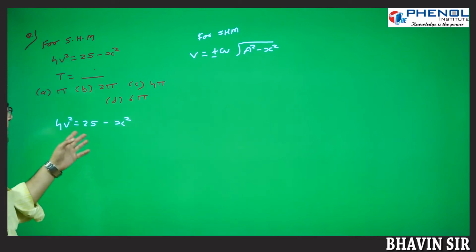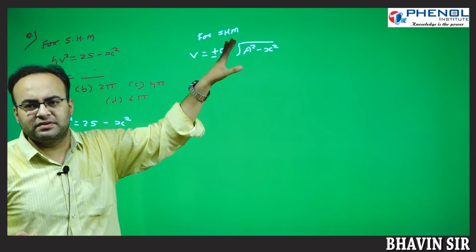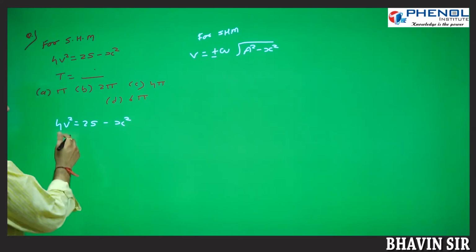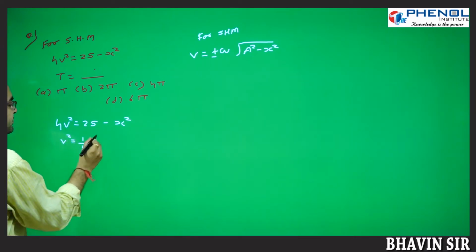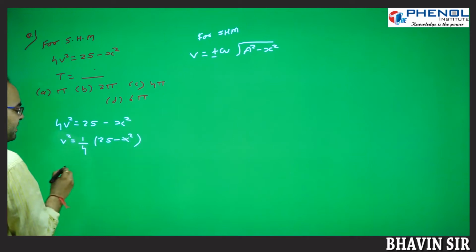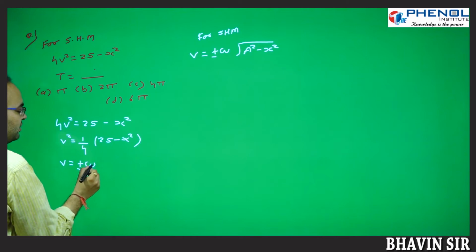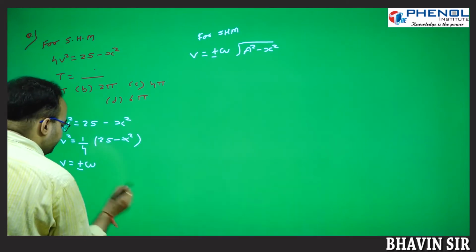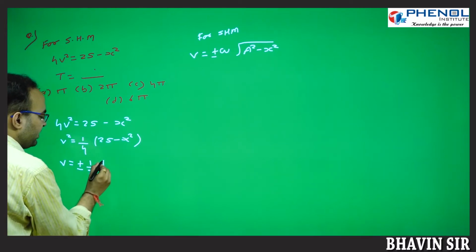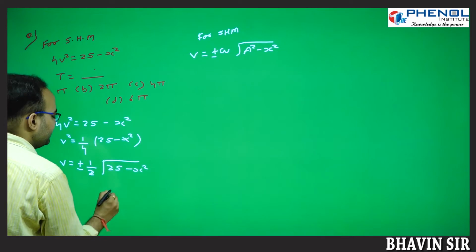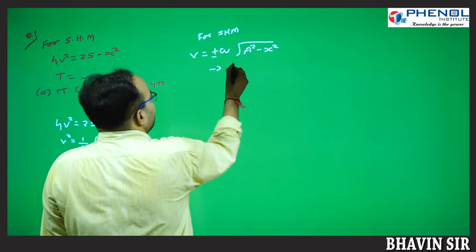But students, now we convert the given velocity into this form, then compare both equations. This is the standard equation of velocity for SHM. Now convert the given velocity into this form. So first divide by 4, now take the root, so we can take plus or minus. What is the root of 1 by 4? 1 by 2. And here we write root of 25 minus x square. So now the velocity is converted into this form. Now compare both.